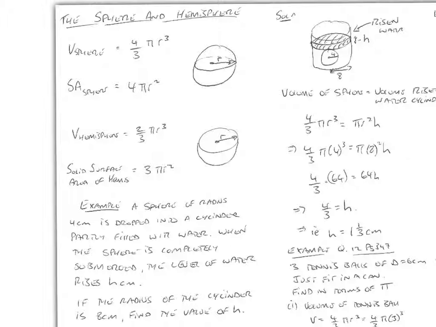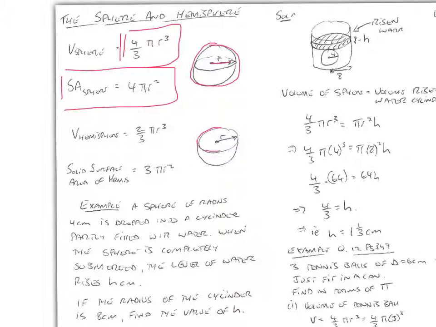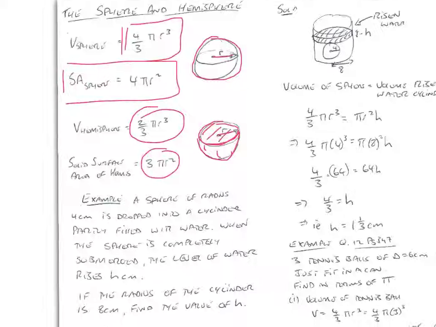Okay, let's look at the sphere and the hemisphere. Here's the sphere, the ball, radius r. The volume of the sphere is 4 over 3 pi r cubed. The surface area of a sphere is 4 pi r squared. And if we have a hemisphere, then it's kind of half the ball with radius r. The volume of that is 2 over 3 pi r cubed, and the solid surface area is 3 pi r squared.